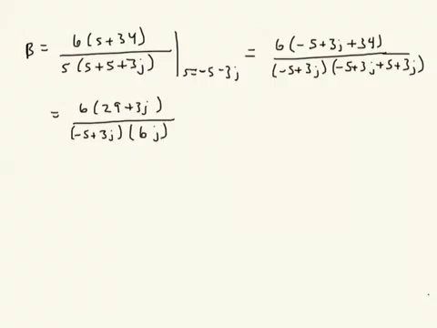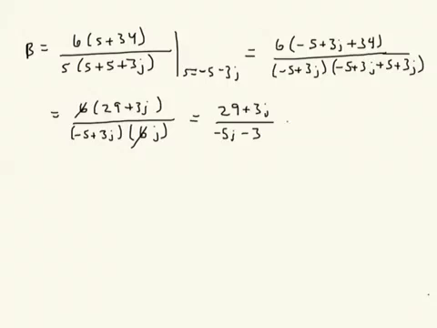Now the 6 on top and bottom will cancel. So I cancel those. And I'm left with just 29 plus 3j over minus 5j minus 3, because j squared is minus 1. Okay, so this is the formula for B, and I could leave it that way, but actually it will help me later if I reduce it to a more useful form.